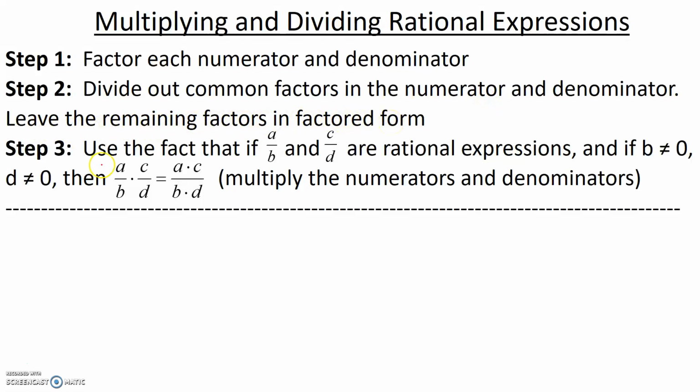Step 3. Remember that if we multiply two rational expressions, then a over b times c over d equals a times c over b times d. In other words, we multiply the numerators and multiply the denominators, given that the denominators are not equal to 0.